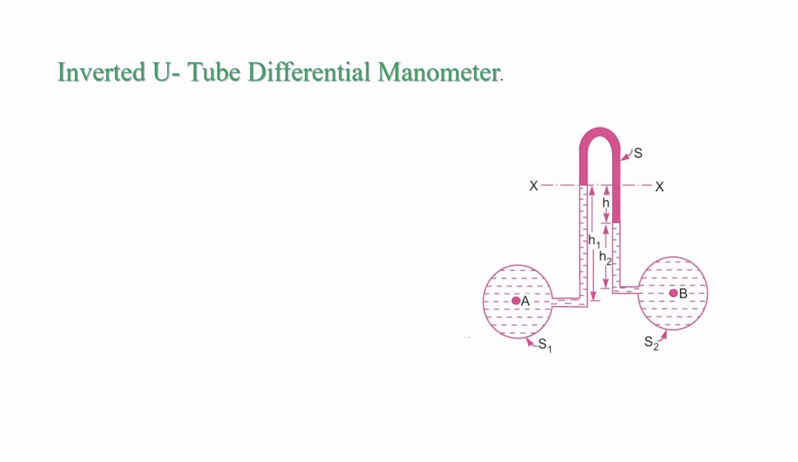So it also consists of an inverted U-tube containing the light liquid. Here, the major difference is that the liquid has to go against gravity. So this liquid is what? Light liquid.